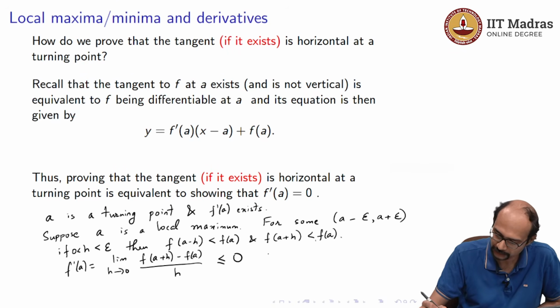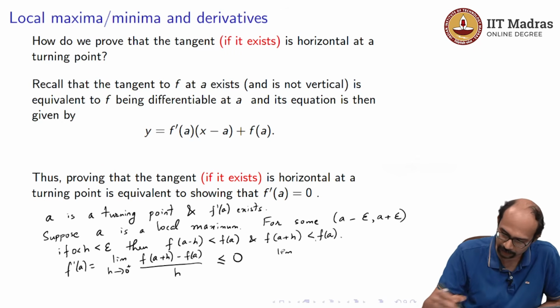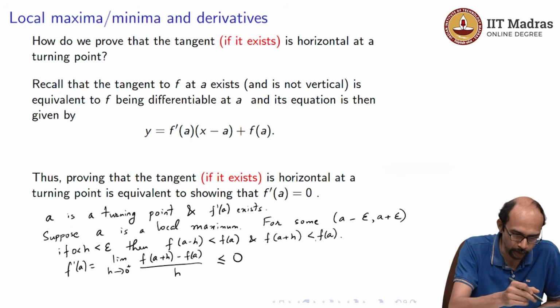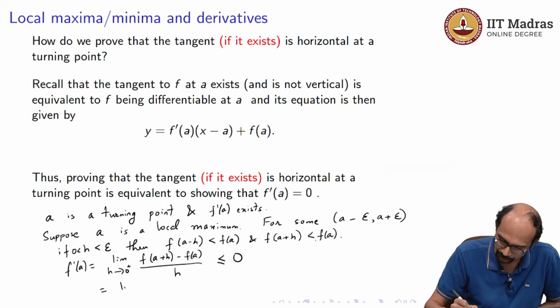Yeah, so, this is the derivative from the right. So, this is limit h tends to 0 plus. So, this is going to be negative. On the other hand, we know that f prime a is also equal to limit h tends to 0 minus f of a plus h minus f of a divided by h.